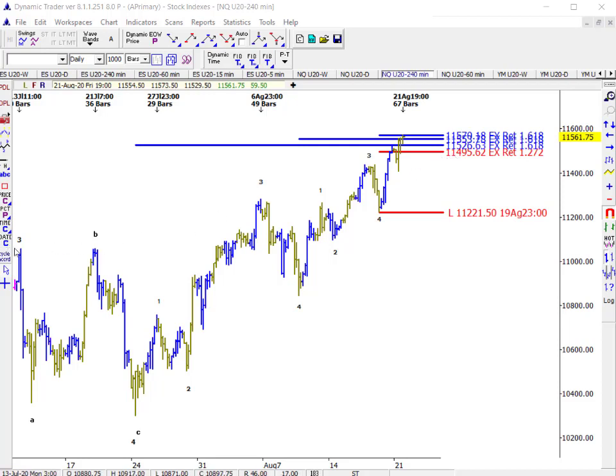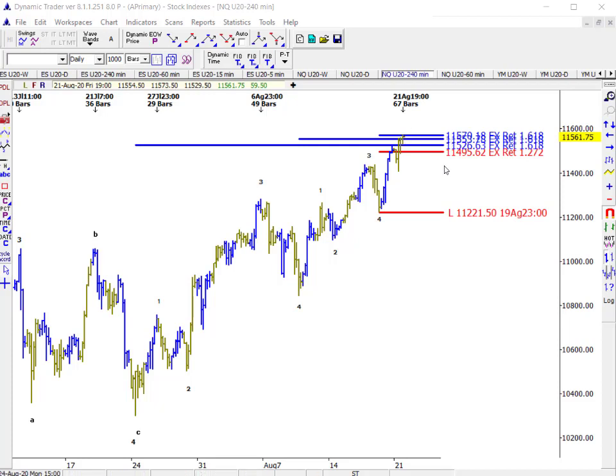So if we take the 162% external retracement of the range of wave 4, that's around 11,526. The 162 of wave 4 of 5 is right around here, you can barely see it, about 11,559, something around in there. And then if we take the 127% external retracement of wave 4 of 5, that's around 11,495. So they're all nesting together in this zone of 11,495 up to 11,570, 571. And of course, that was the high on Friday.